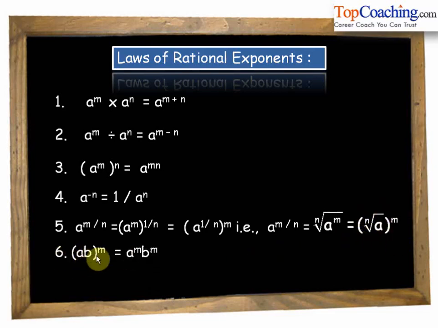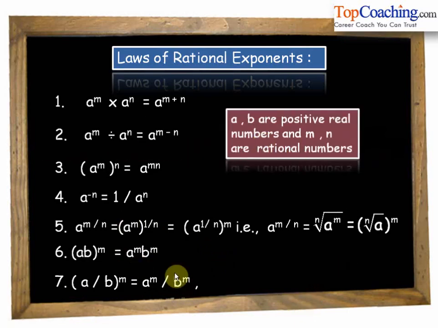The sixth is ab to the power of m is equal to a to the power of m into b to the power of m. So this is also the same as the integral exponents. And the seventh is a by b to the power of m is equal to a to the power of m divided by b to the power of m. Now this is also the same as integral exponents.